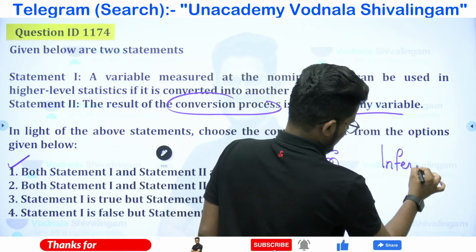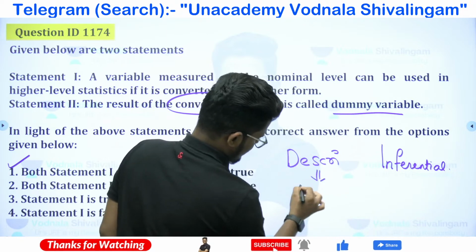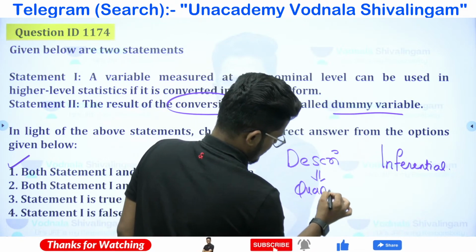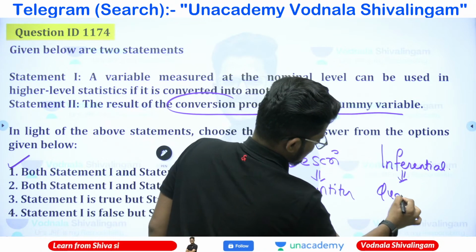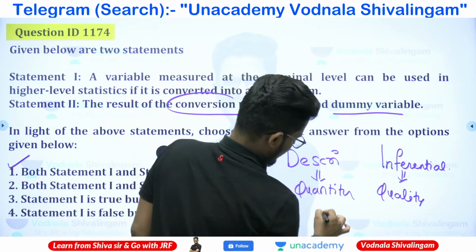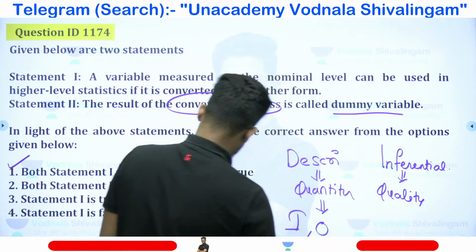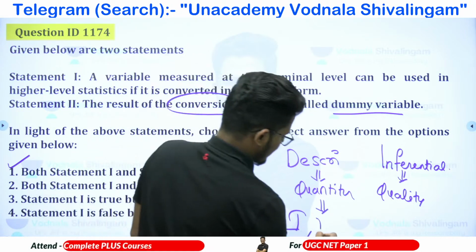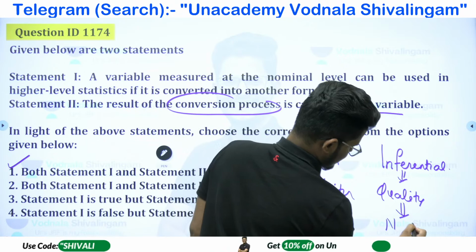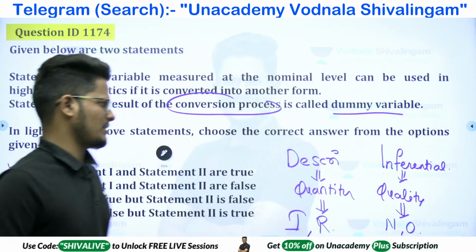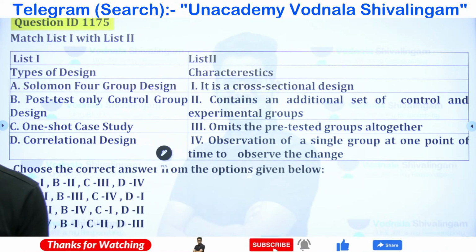Correct? In descriptive statistics we use the quantitative one, quantity, whereas in inferential we use quality. So what is the quantitative one? Interval scale and ratio scale are the quantitative ones. And nominal scale and ordinal scale both will be used in the case of inferential, which is drawing conclusions. Next.